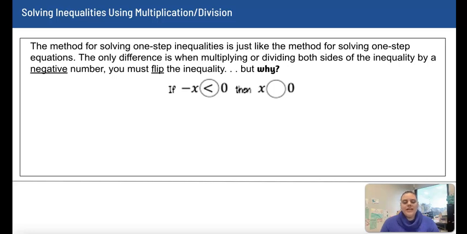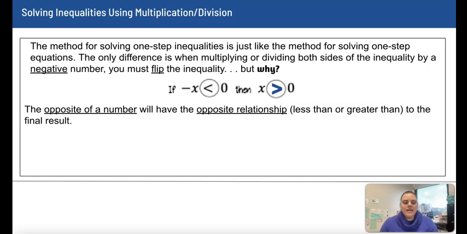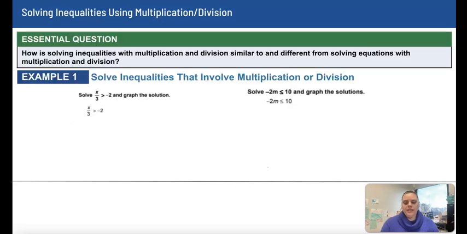Well, another way to talk about negative numbers is we can say the opposite of. If the opposite of x is less than 0, then x itself must be greater than 0, because that's the opposite. So because a negative is an opposite, the opposite of a number will have the opposite relationship, less than or greater than, to the final result. So when we are multiplying or dividing by negative numbers, we end up making an opposite. So we have to change the inequality to represent the opposite relationship.